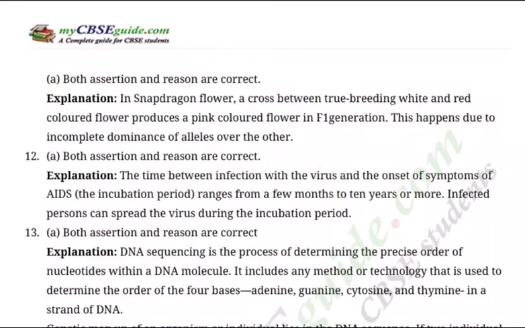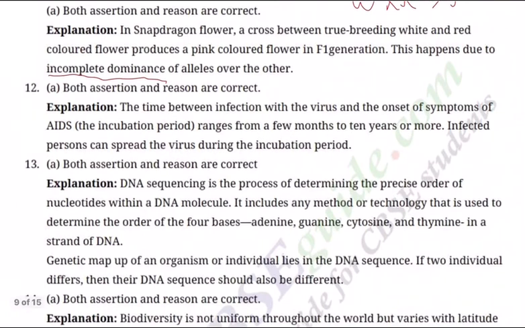Now there is a choice for question number 11. A. Both assertion and reason are correct. Explanation. In snapdragon flower, that is 4 o'clock flower, a cross between true breeding white and red colored flowers produces pink colored flower in F1 generation. This happens due to incomplete dominance of alleles over the other.